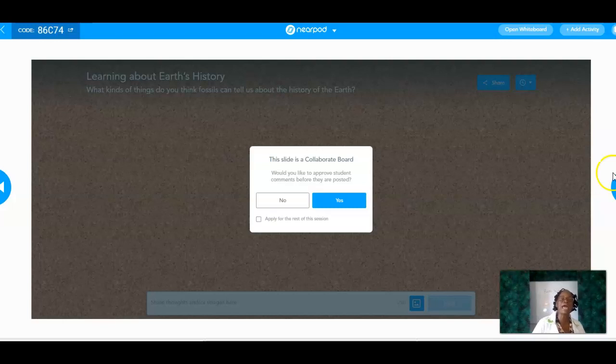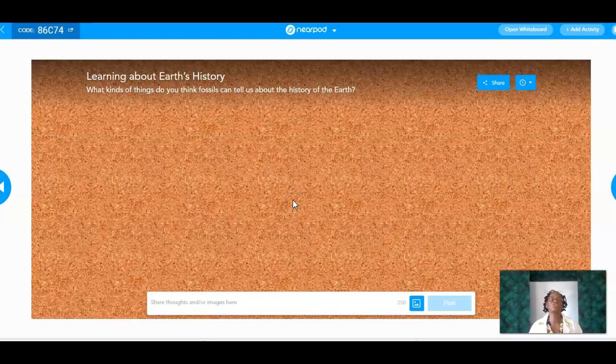And then again, we collaborate more. This is not a one-day lesson, as you can see, but it will cover quite a few things in this particular lesson or unit. You ask them then, what kind of things do you think fossils can tell us about the history of the earth? And you share those.